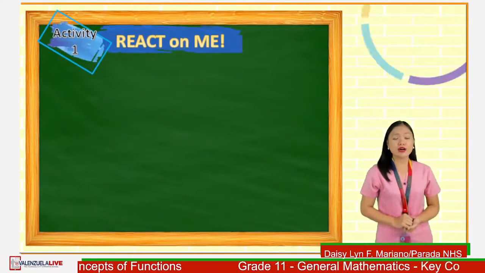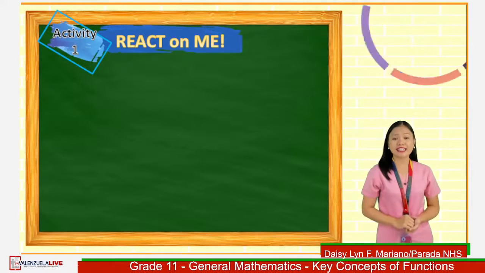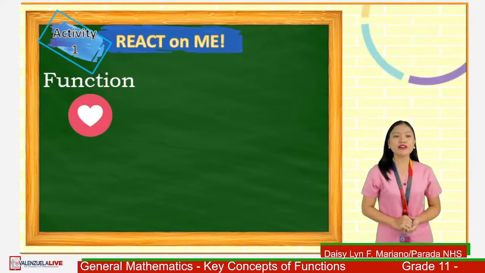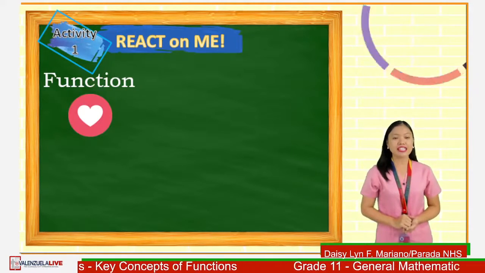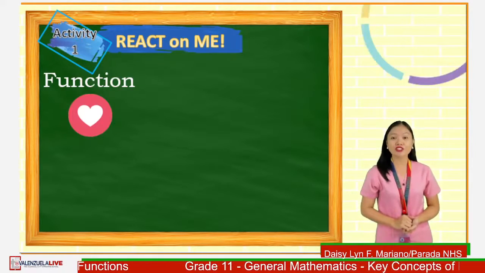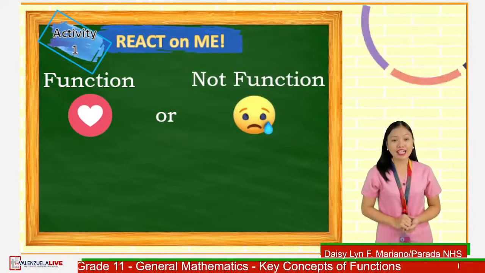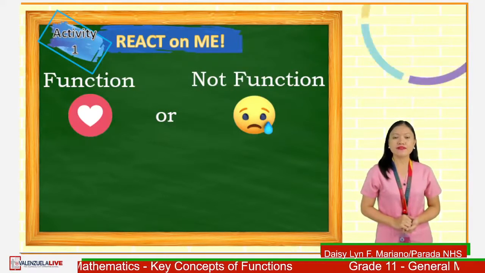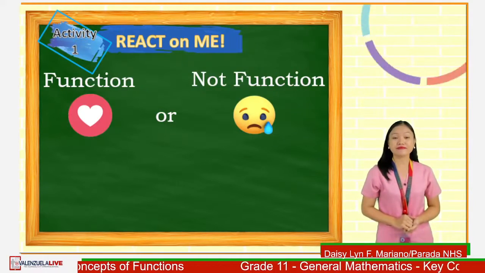Let's have a quick check of how well you remembered function on our first activity entitled React on Me. I'll be flashing different examples of relation, and you need to determine whether the given relation is a function by hitting the heart reaction button or not function by hitting the sad reaction button. You will be given 5 seconds in this. Are you ready? Okay, let us begin.